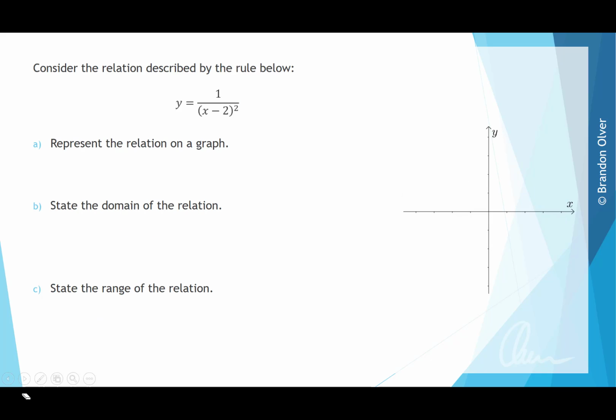For our next example, we want to consider the relation described by a rule, and that rule is y equals 1 divided by (x minus 2) all squared. So we want to represent this relation on a graph. You should be able to see that this is a truncus rule, and if we look at the denominator, the value of x that has no meaning for this rule is x equals 2, because that would give a denominator equal to 0, and we know that we can't divide by 0.